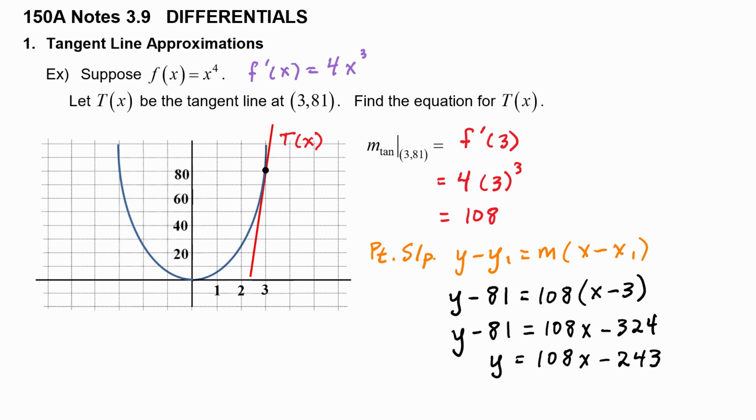So this gives us our tangent line approximation. T of x is equal to 108x minus 243.